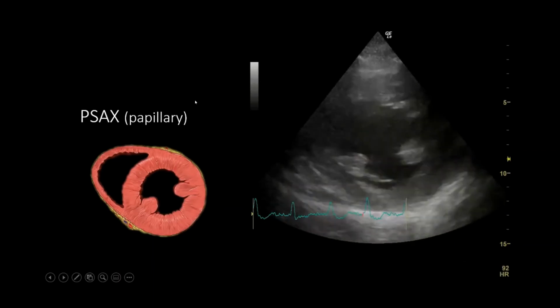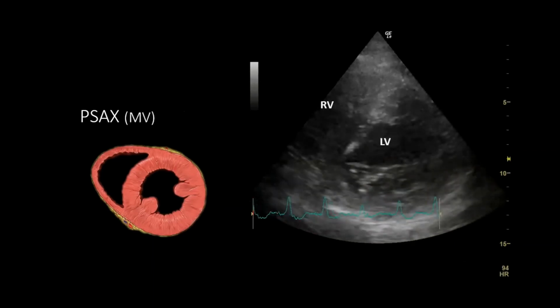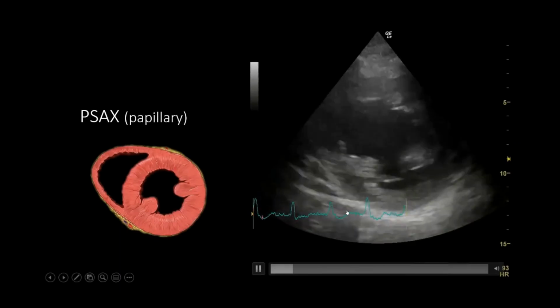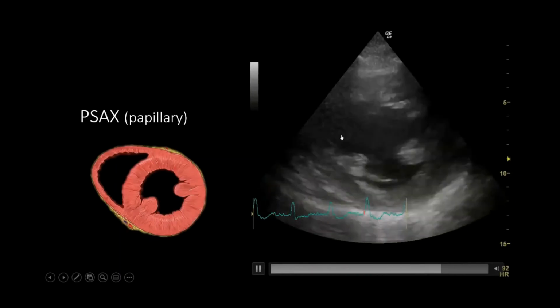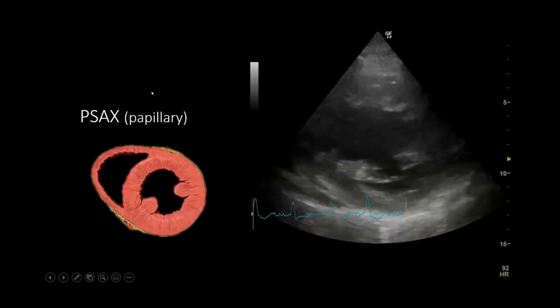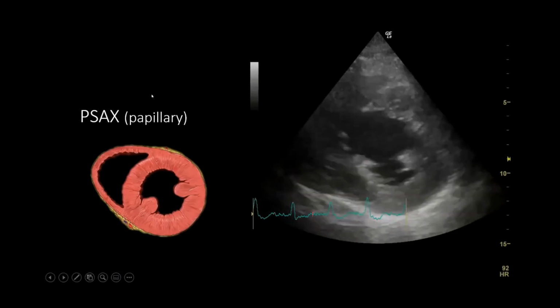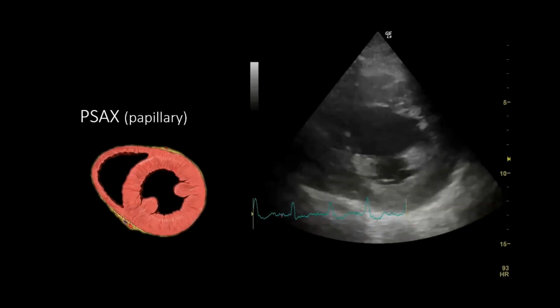If we go back, you can see it very nicely on this view. If it plays, yeah, that top left part, the sort of 9 o'clock to 12 o'clock area, is not contracting very well. So that's what we call a regional wall motion abnormality.